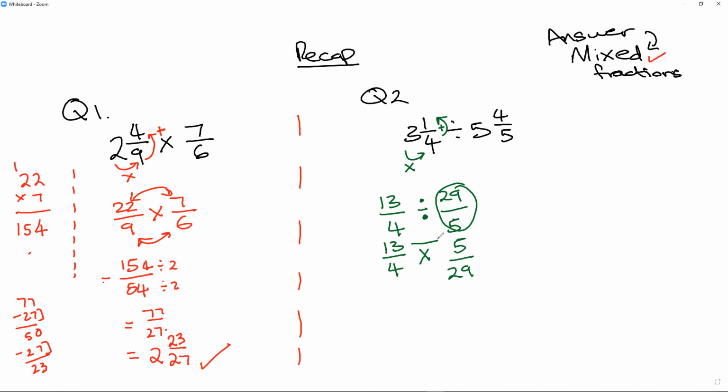Now let's multiply like we would normally. And on the side here, what I'm going to do is quickly calculate it. I'm going to go 13 times 5. That's 15. Carry the 1. 5 times 1 is 5 plus 1 is 6. So 65 in the numerator. And then 4 times 29 is 36. Carry the 3. 4 times 2 is 8. 8 plus 3 is 11. So that's 116.